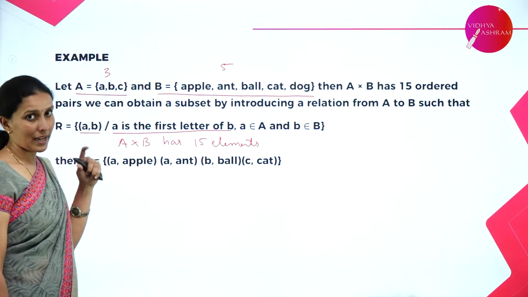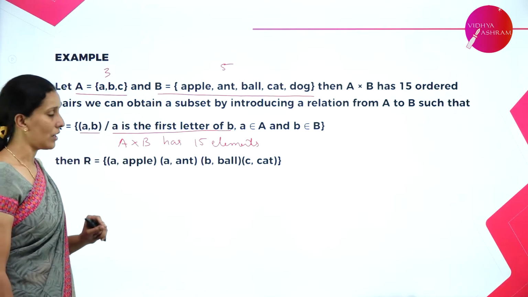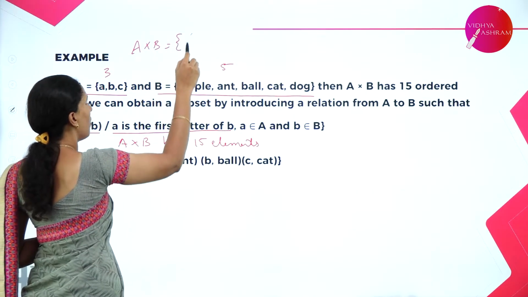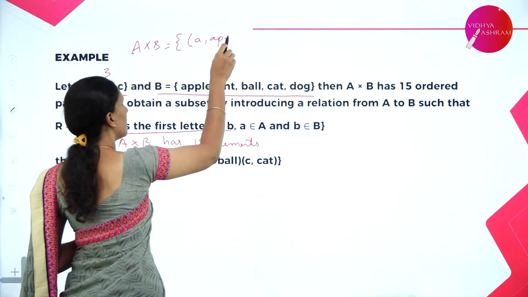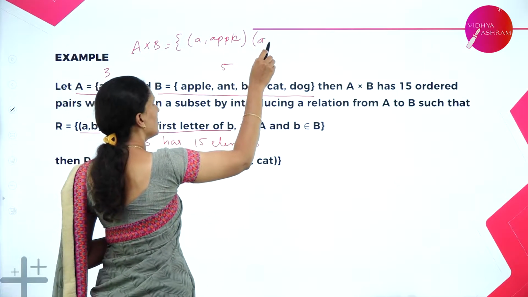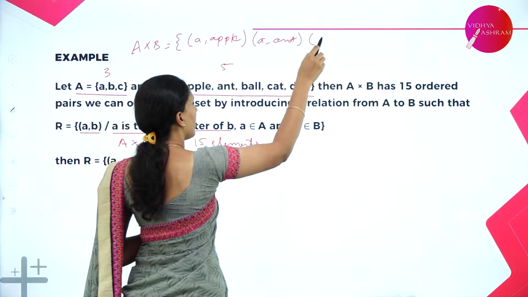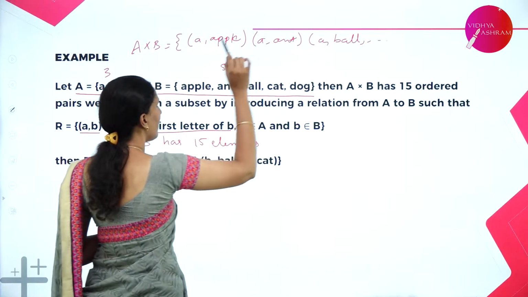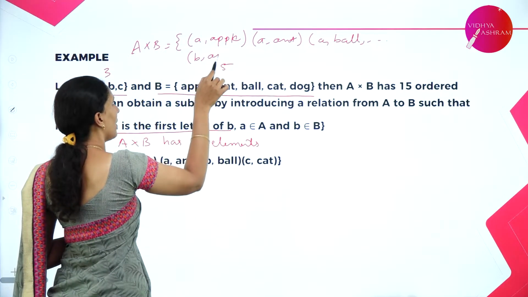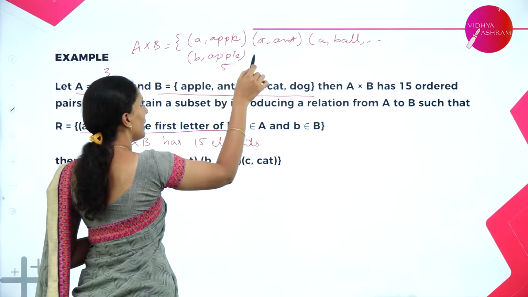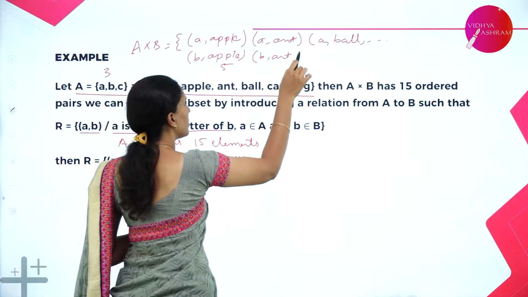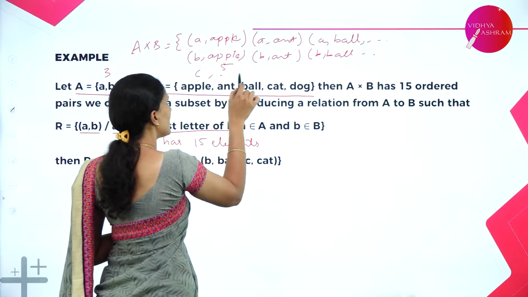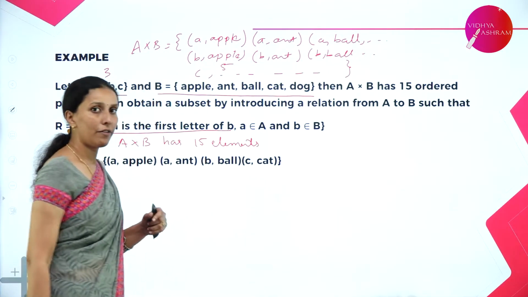Then what are the elements I can pair from this A cross B? So we know that A cross B will be in the form of A comma apple, A comma ant, A comma ball. Like that we can pair with each element. So similarly, when A is paired with all elements, next we will take B comma apple, B comma ant, next we take B comma ball. Like that we will also pair with C. So in total there are 15 elements.